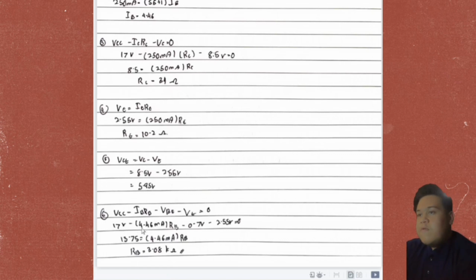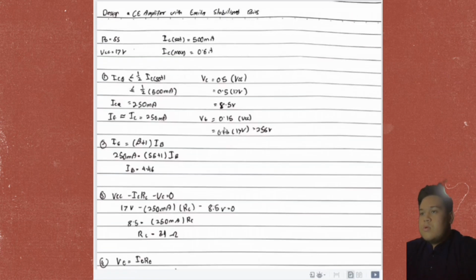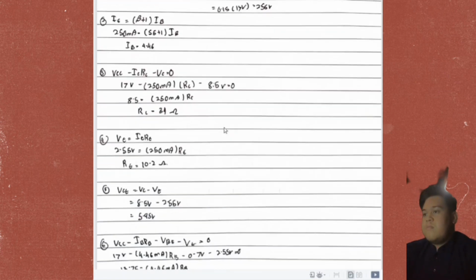So for RB we use the KVL formula, which is VCC 17 volt minus IB 4.46 milliamp times RB, minus VBE we got 0.7 volt, minus VE 2.51 volt, equals to 0. So we got the RB, that is 3.08 kilo ohm. So that's the calculation we got.